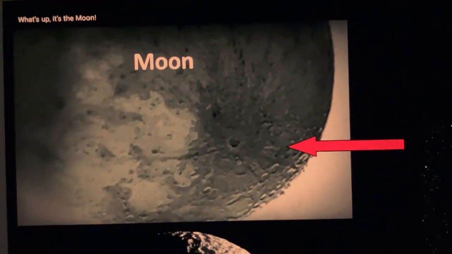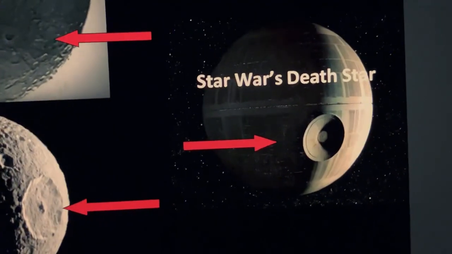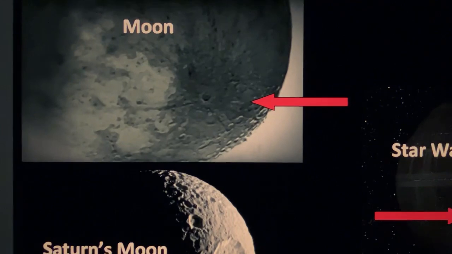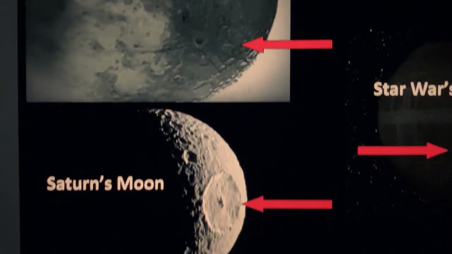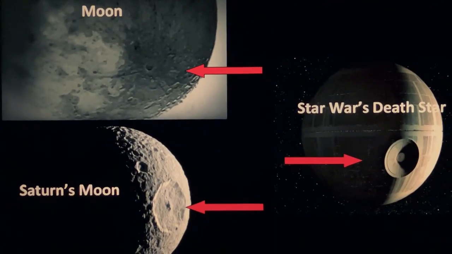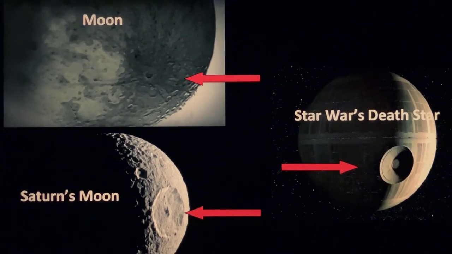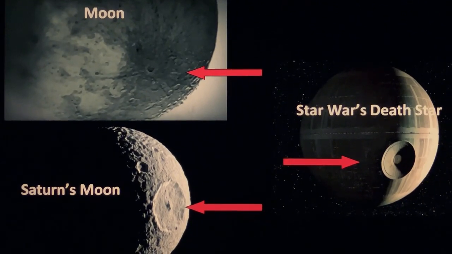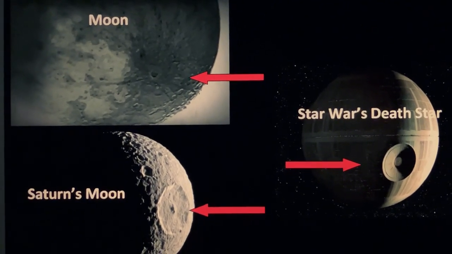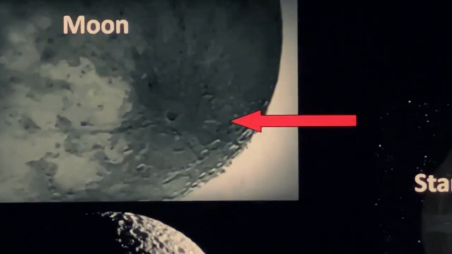So this is right there. It matches Saturn's moon, and it matches the Star Wars Death Star. You can see it. To me, this is a really important video. It's extremely important. I'm going to have to read up on that Death Star. I really am. What all damage, what all evil was in that Death Star, because it was death.